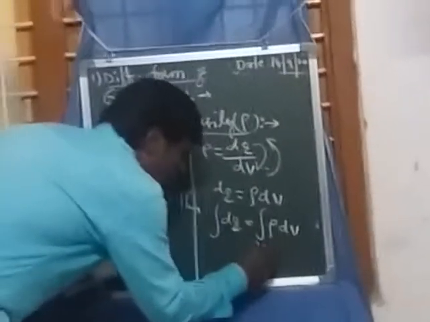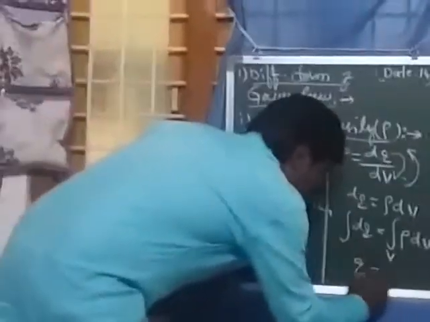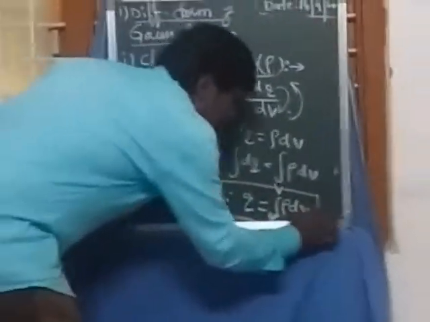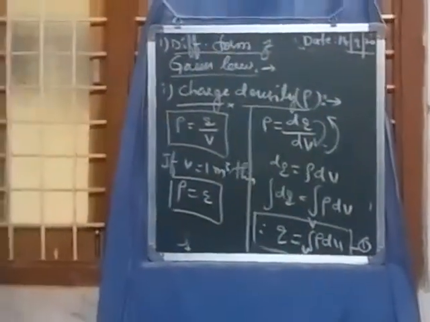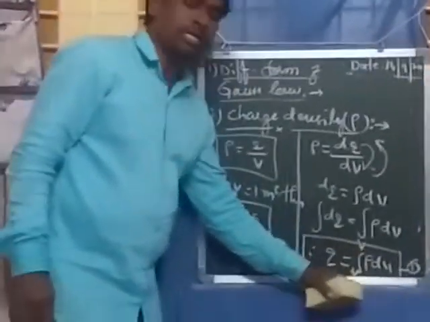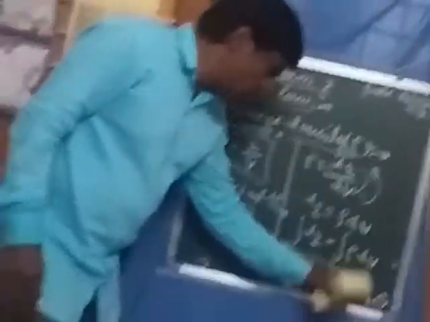So this is the volume integral. Integral dq gives q. Therefore q is equal to the volume integral over V of rho dv. That is, the total charge of an object, in terms of the charge density rho, is represented by the volume integral over V of rho dv.